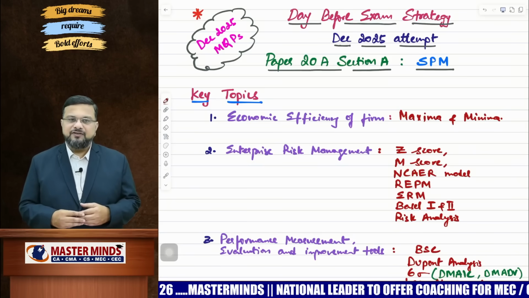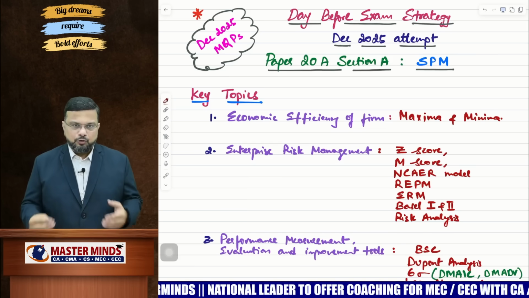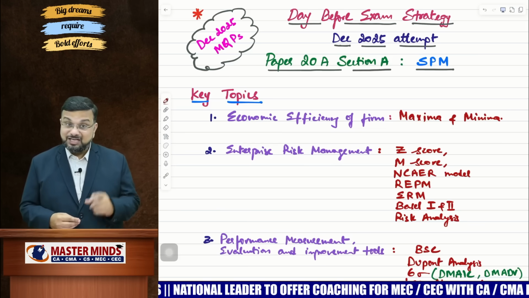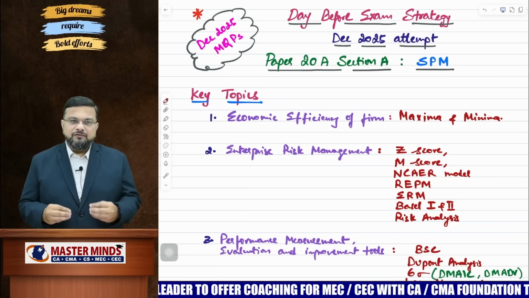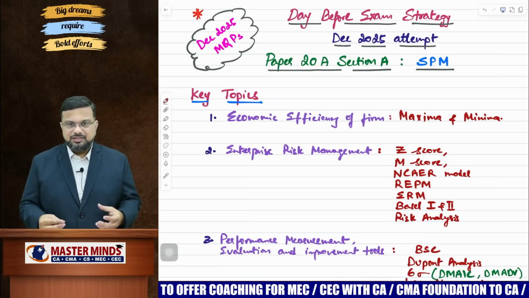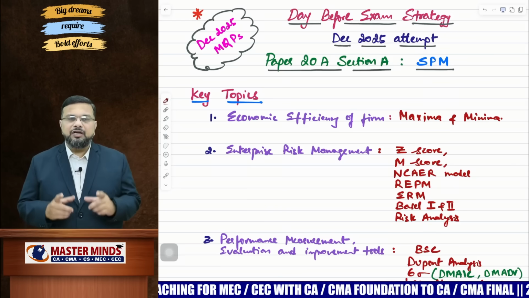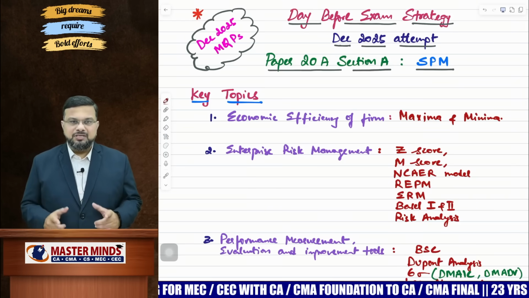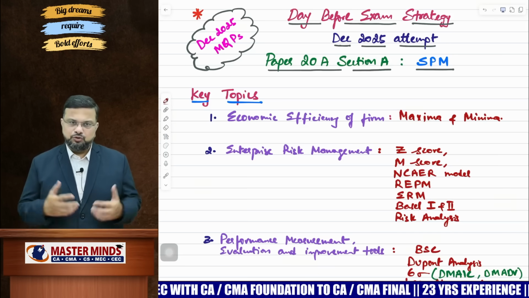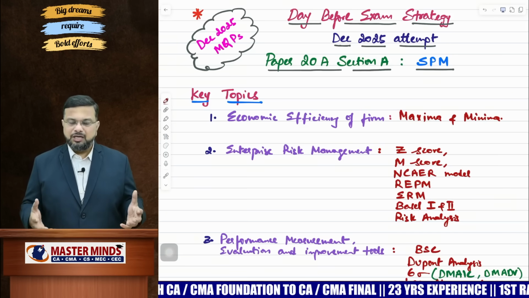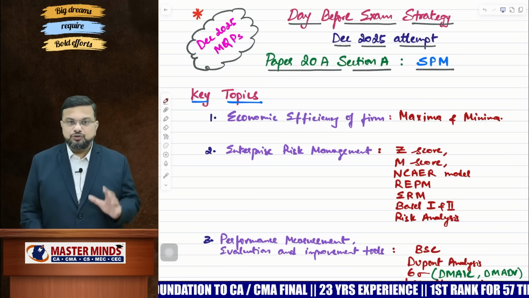So without wasting any further time, let me put out the day before exam strategy for tomorrow's paper, that is paper 20A, especially section A, that is the SPM part. Before giving you the instructions and the guidance, remember one thing: don't forget to go through all the MQPs that are released for this particular attempt. If there is only one set, go through the one set. If there are two sets, go through the two sets, because there is every possibility you may get one or two questions from these MQPs also.